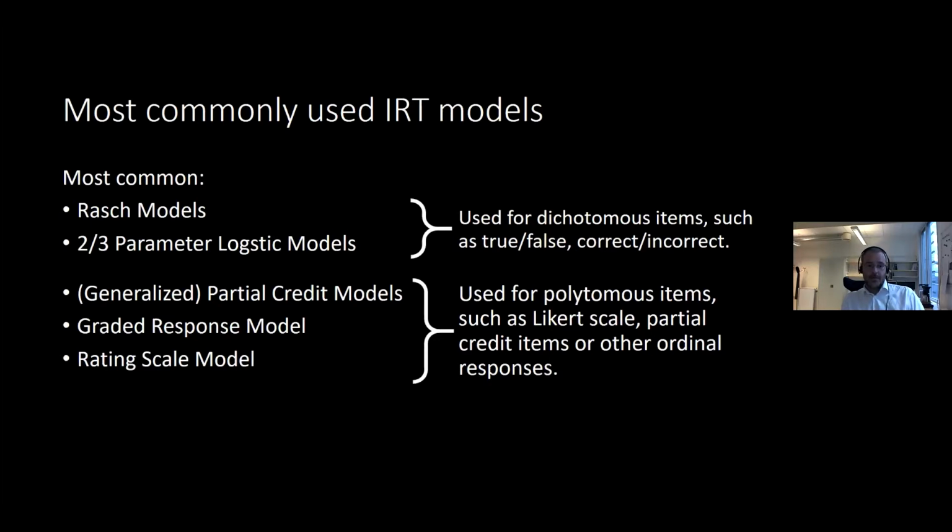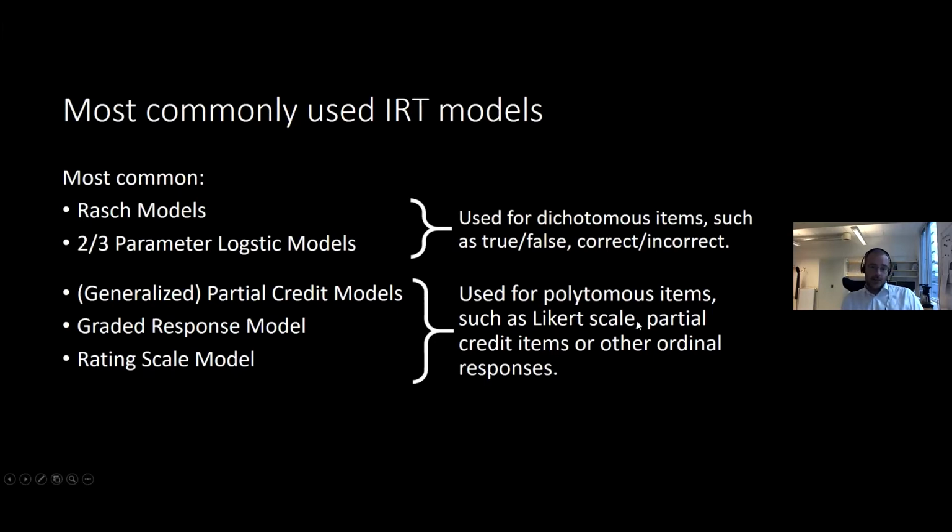But a similar model to the Rasch model is something called the 2 or 3 parameter logistic models. And both these types of models are used for dichotomous items, binary items: true, false, correct, incorrect items. So if you have a test, for example a mathematics test, you would use these types of models to analyze it. In psychology, on the other hand, you often have a rating scale, where you have, for example, you disagree a lot, or you disagree, or you agree a lot. These are called polytomous items.